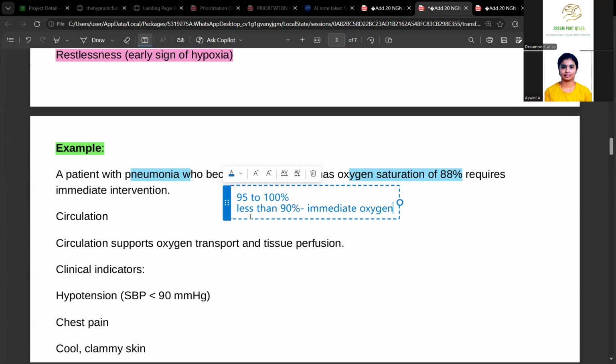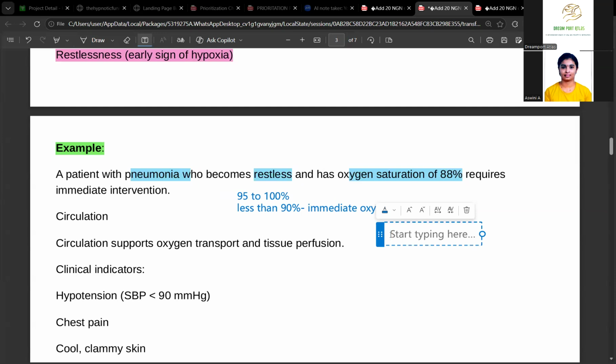Only in COPD, how much is the normal? 88 to 92 percent is the normal oxygen saturation in COPD. These are important points to keep in mind when we are assessing a patient with respiratory symptoms, especially hypoxia. How? By looking at the oxygen saturation and respiratory rate.